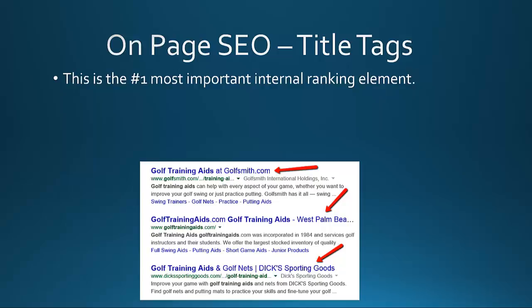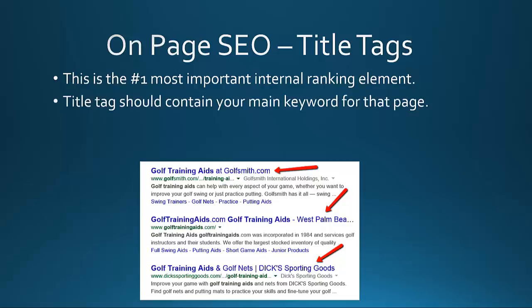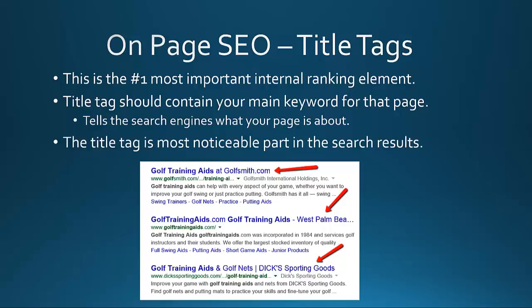If you are looking at your competition, you're going to find this, that they are actually using title tags, especially all the top 10 websites, the top 10 search results on the first page of Google, they are using title tags. Title tags should contain your main keyword for that page. Each page should have a unique title tag. The title tag tells the search engines what your page is about. So it tells Google, tells Bing, it tells those search engines what your page is about.